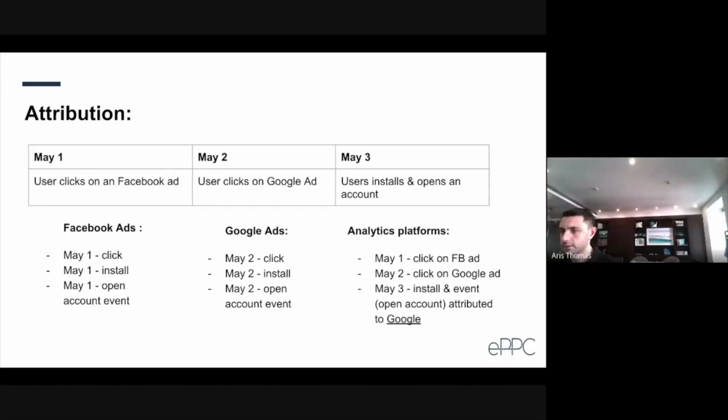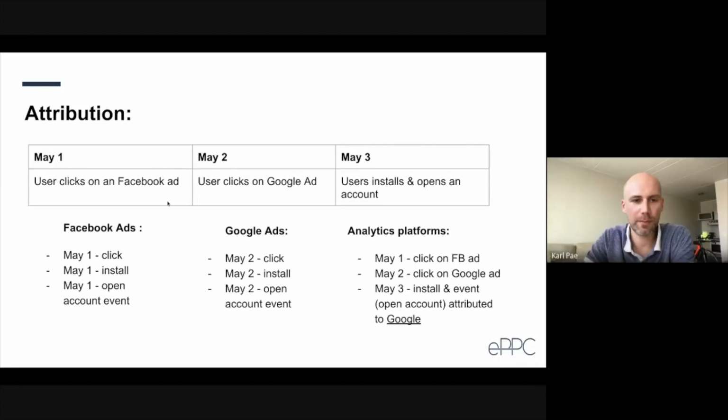Now, what happens if a person clicks on multiple ads? You have a person clicking on a Facebook ad, then the next day clicking on a Google ad, and then on the third day, they install and open the account. Facebook ads will tell you that the click, install, and open event all happened on May 1st. Google Ads will tell you it happened on May 2nd. And then the analytics platform will tell you when the click, install, and event happened based on the actual time.